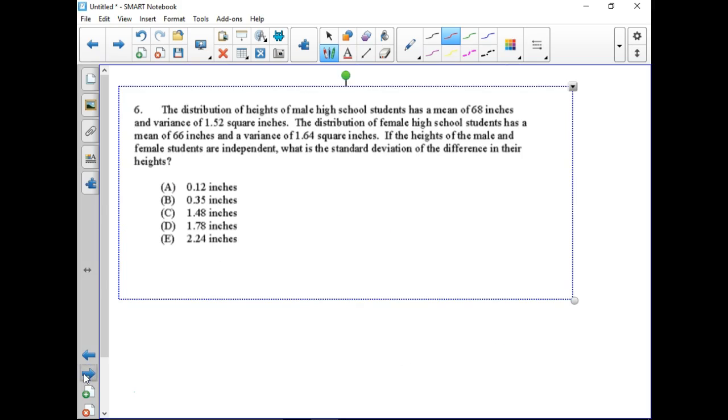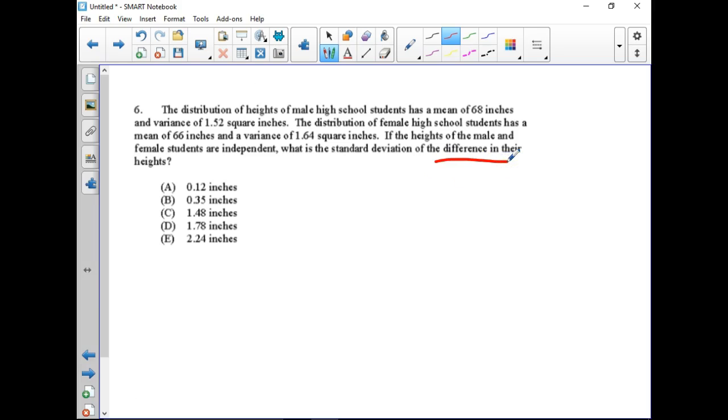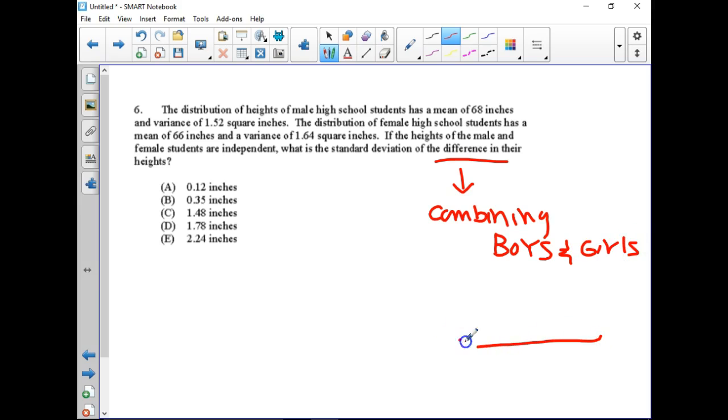Number 6, is that our next one that we had on there? Yes, okay, number 6. I saw a lot of people drawing 2 curves. That's awesome. But when you see the difference in their heights, automatically you need to think, I'm combining 2 distributions. I'm combining 2 random variables. I'm combining the boys and the girls, which means you would only have 1 curve.